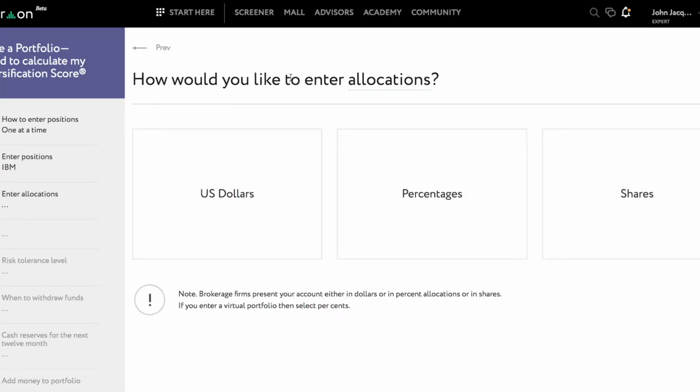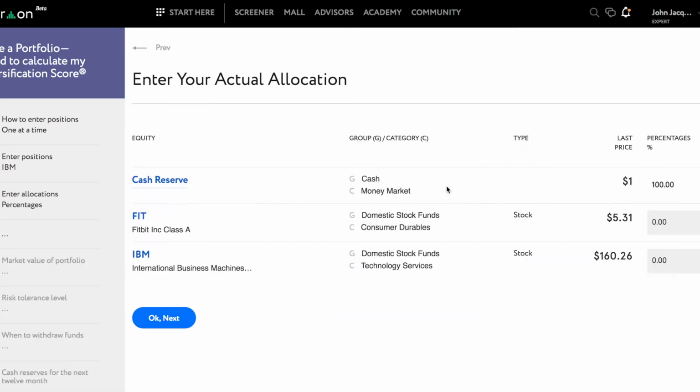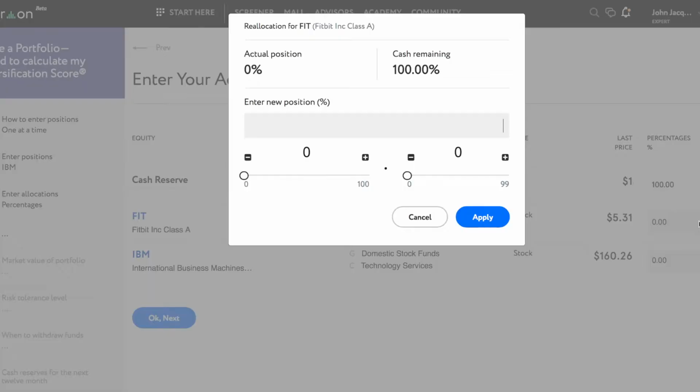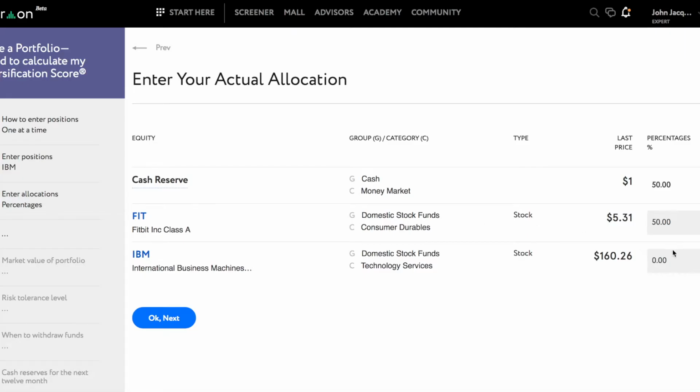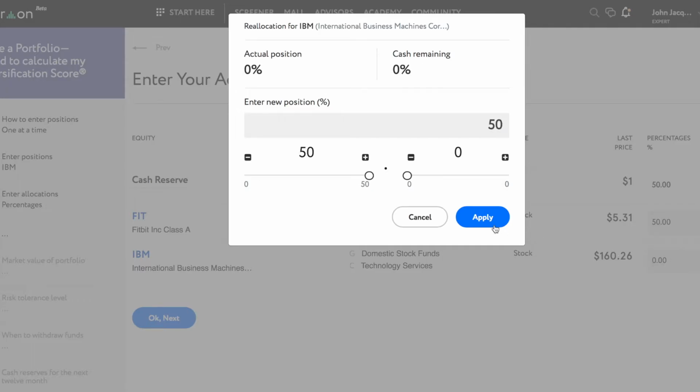The second step is actually entering our allocations. We could do this by one of three ways. We could do it by the number of US dollars we have invested in each position, the percentage it takes up out of our total portfolio value, or to keep it simple, you could even do it by the number of shares you have in each stock. Let's just say that we had 50% in each. This way we're fully invested and we have zero money saved in cash.